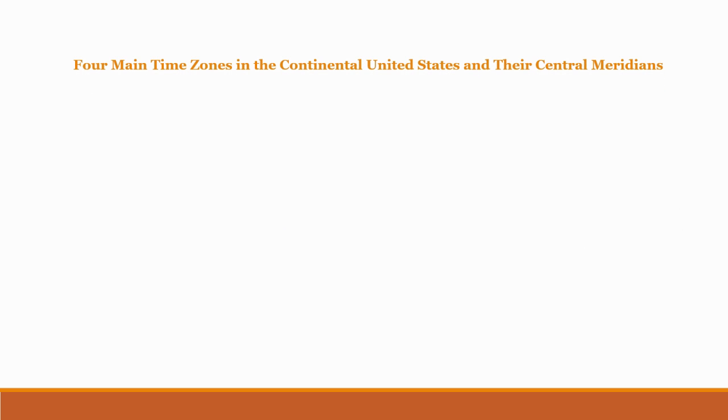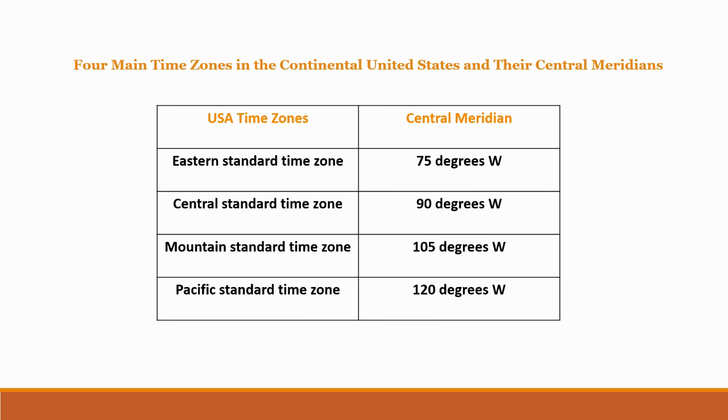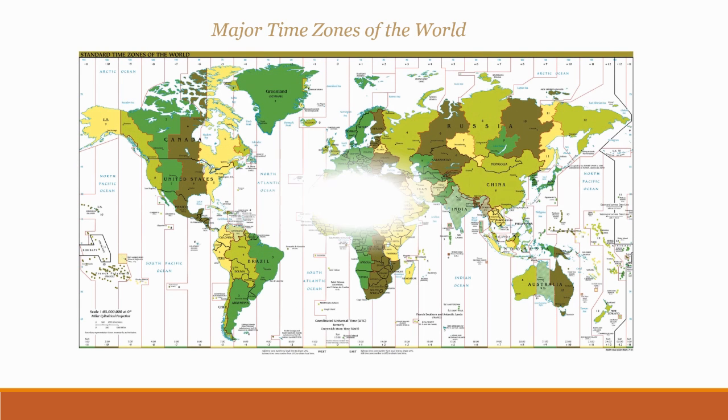The four main time zones in the continental United States and their central meridians are as shown in the figure: United States of America time zones and the central meridians. Kindly check. Let's go forward. Major time zones of the world. These are the major standard time zones of the world. You can see the map, the picture shown. It shows the standard time zones of the world.